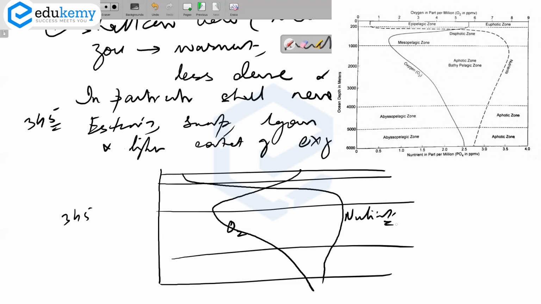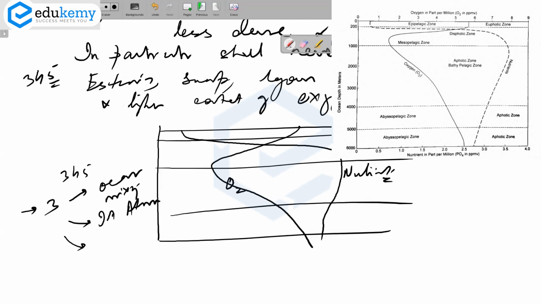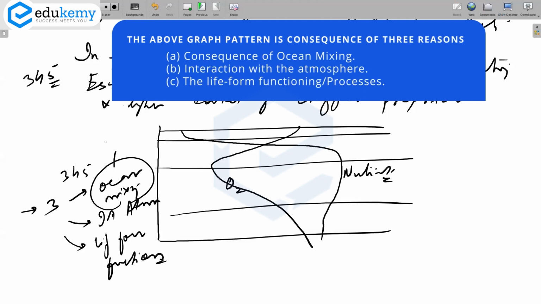Now I've tried to look into many books here. Why this pattern? None of them explain the entire process. All they say is, ये जो pattern है is the consequence of 3 things: the consequence of the ocean mixing, the consequence of interaction with the atmosphere, and because of the life form functioning. Ocean mixing includes ocean currents and also includes the vertical mixing.